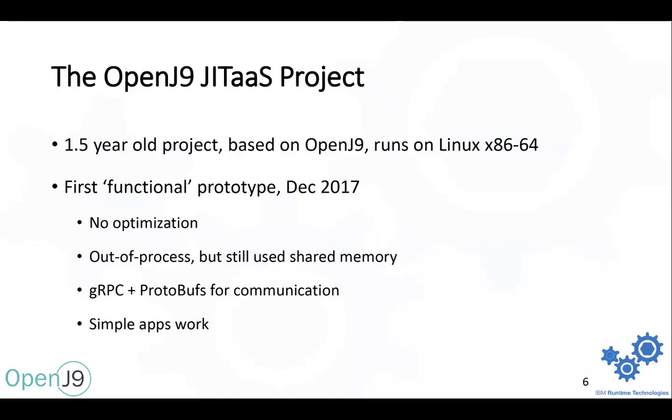So we first started by forking OpenJ9 itself. We worked on Linux x86, and we started to implement the networking layer using gRPC, which is an open source remote procedure call framework, and protocol buffers, which gRPC uses under the hood, which is a serialization framework, to get a basic networking infrastructure up and running, and then we built up from there.